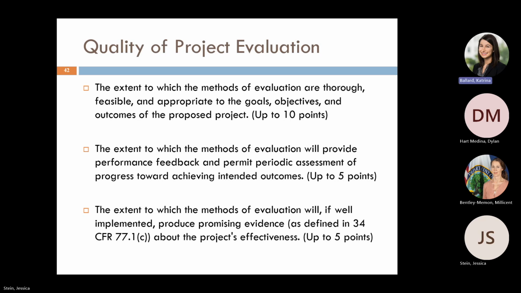Quality of the project evaluation. This is the extent to which the methods of evaluation are thorough, feasible, and appropriate to the goals, objectives, and outcomes of the proposed project, up to 10 points. The extent to which the methods of evaluation will provide performance feedback and permit periodic assessment of progress toward achieving intended outcomes, up to 5 points. The extent to which the methods of evaluation will, if well implemented, produce promising evidence about the project's effectiveness, up to 5 points.